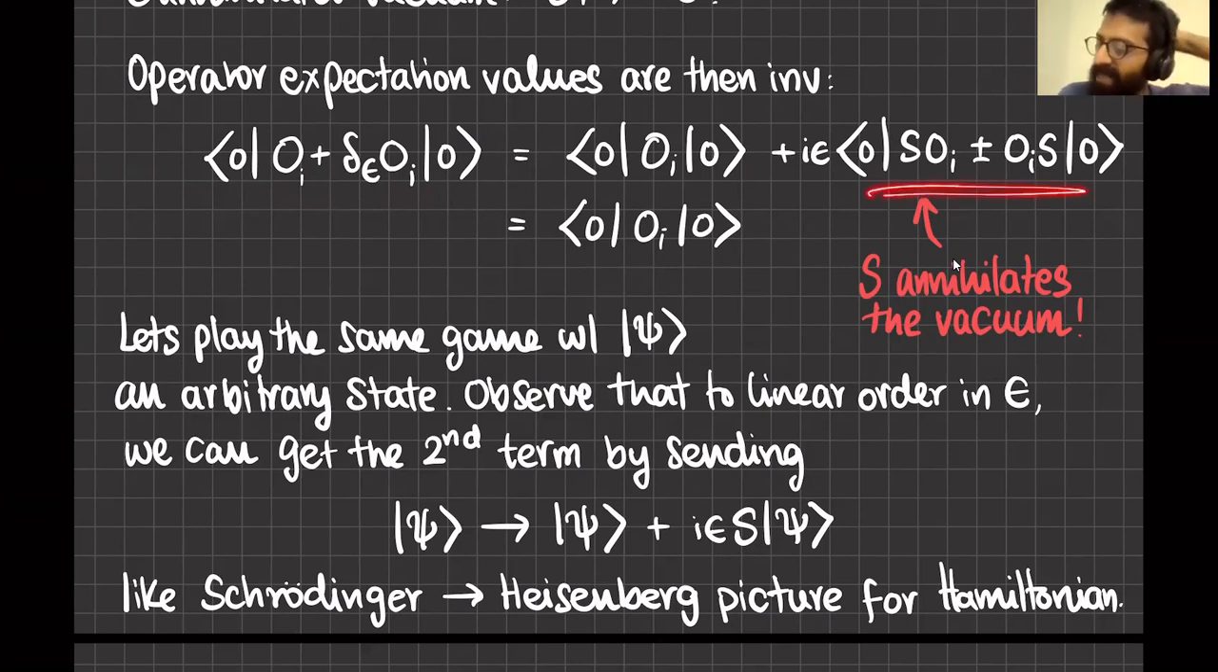Now what I'm doing is I'm saying, we can get the same kind of term by just changing the states, leaving the operator the same. We get the same kind of term, right? And what we find is that the state psi is in some sense equivalent to the state psi plus i epsilon S acting on psi.